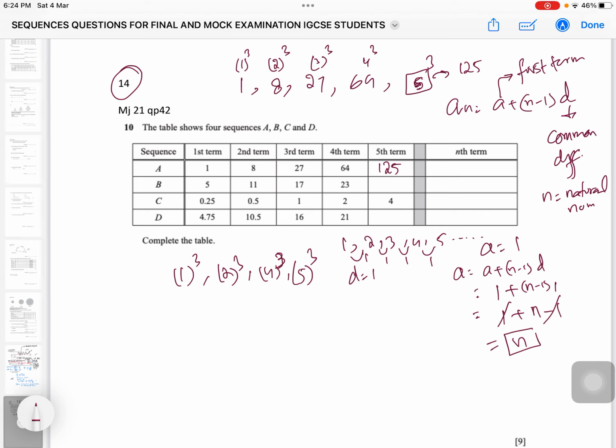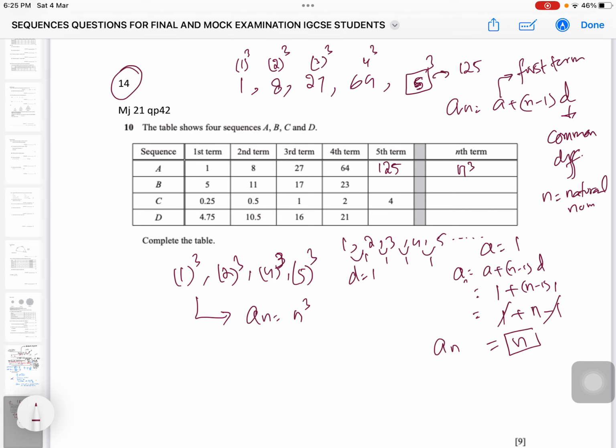So whenever there is 1, 2, 3, 4, 5, 6, 7, 8, 9, 10, directly you can say the nth term is n. Now what's the power here? The power is cube. So the nth term for this sequence will be n power 3. Now n power 3 is the result.